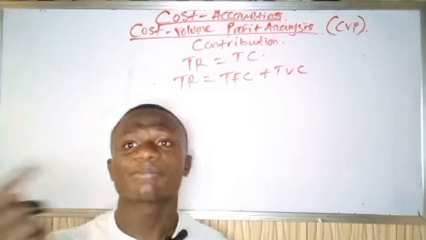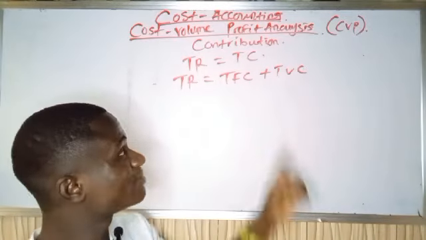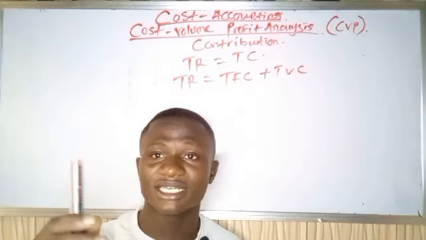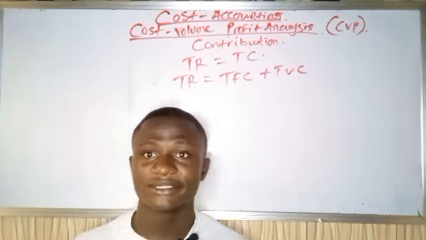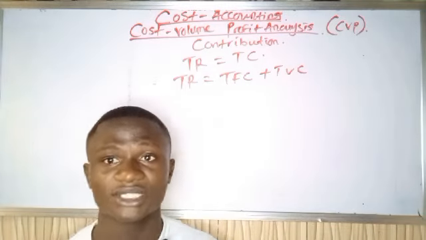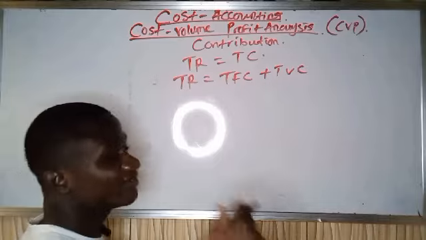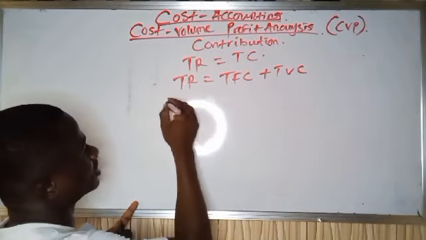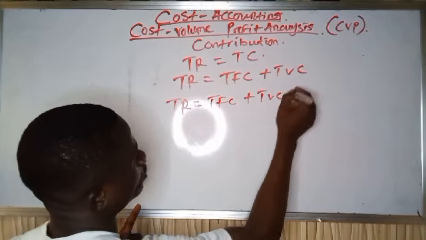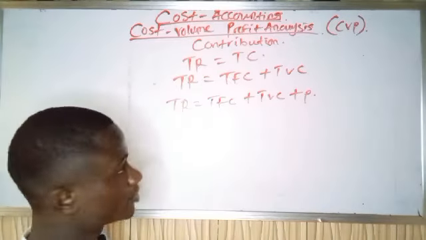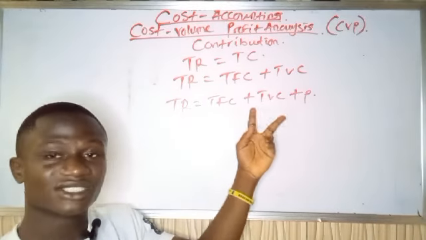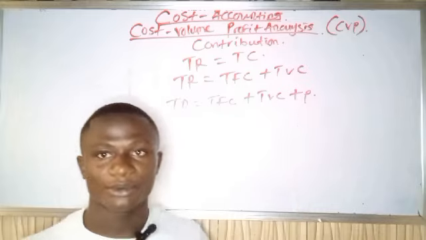So if I'm to be making profit, my total revenue must be greater than my total cost. Do you accept that? If my total cost of producing a marker is 100 naira and I want to make profit, I have to sell it for maybe 150. So the 50 naira on it is my profit. So if profit is involved, my total revenue will be equal to total fixed cost plus total variable cost plus profit. Yes, because my total revenue is my total cost, TFC and TVC, plus my profit.